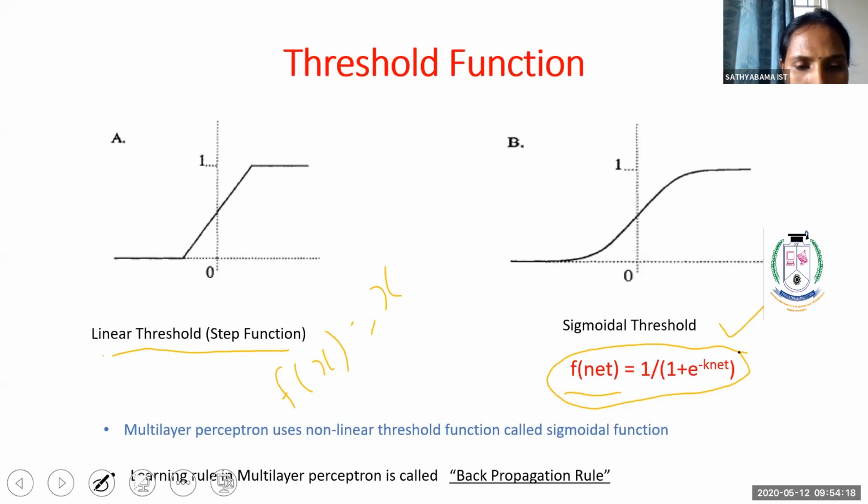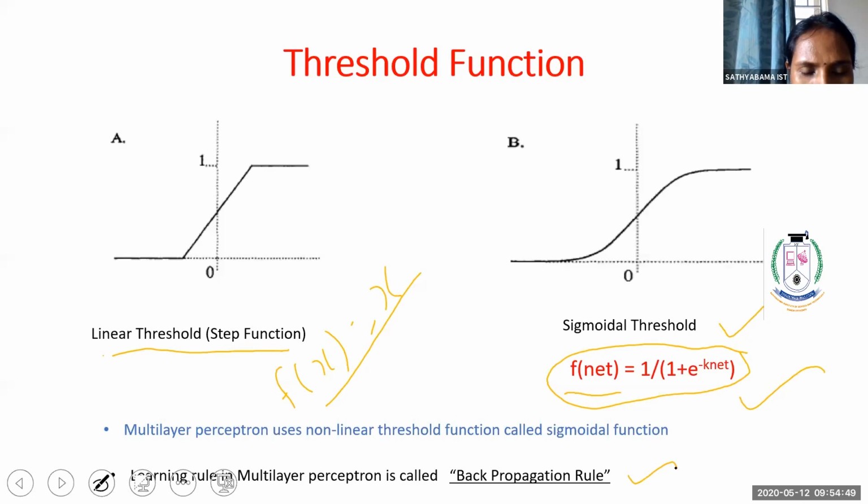Remember clearly, if you are using a single layer perceptron, you have to use the step function, f of x is equal to x. And if you are using the multi-layer perceptron, you have to use the sigmoidal function as your threshold function. So the formula for your threshold function is 1 by 1 plus e power of minus k net. And the learning rule we are going to use is called the back propagation rule.